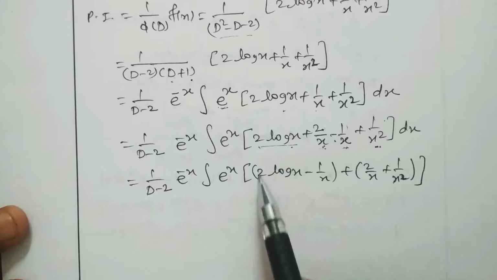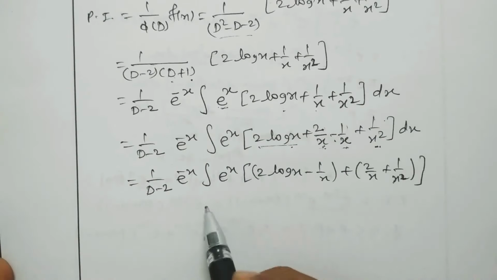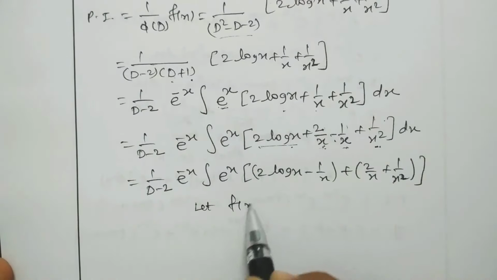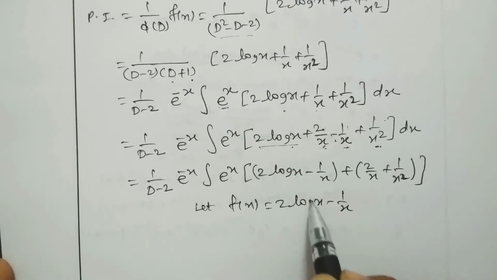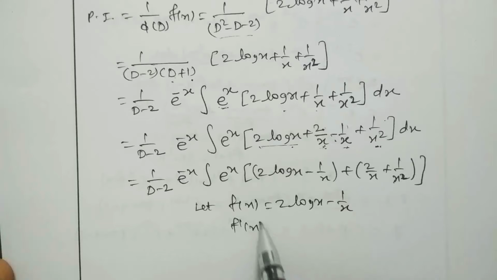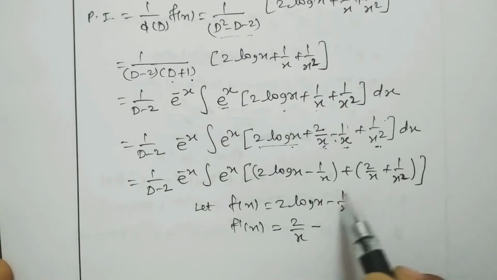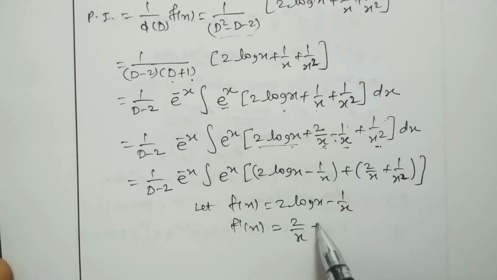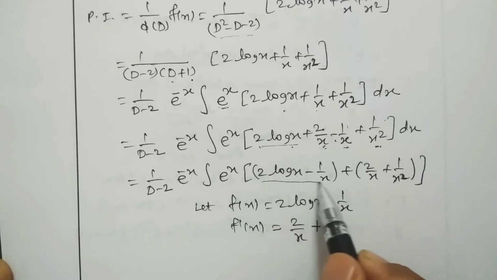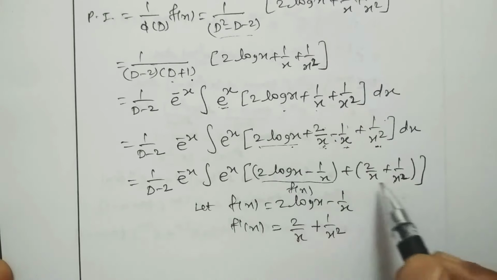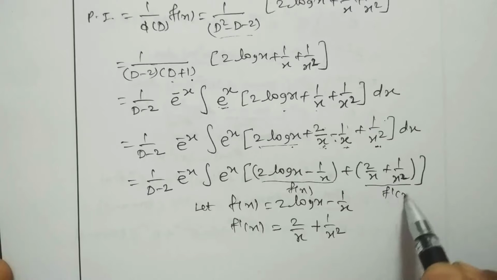Now you can take the first bracket as f of x, 2 log x minus 1 upon x. So what is f dash of x? The derivative of 2 log x is 2 upon x, and with the minus sign, the derivative of 1 upon x is minus 1 upon x square, so minus minus plus 1 upon x square, you get this term. That means if we suppose this term as f of x, then you will get this term as f dash of x.